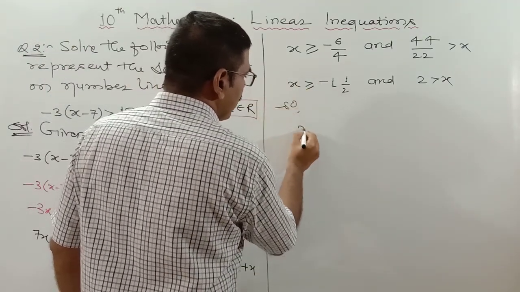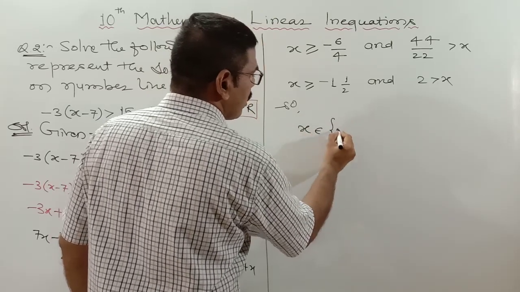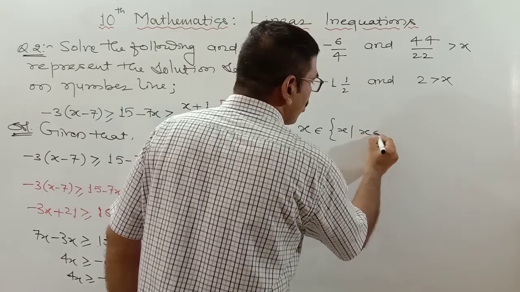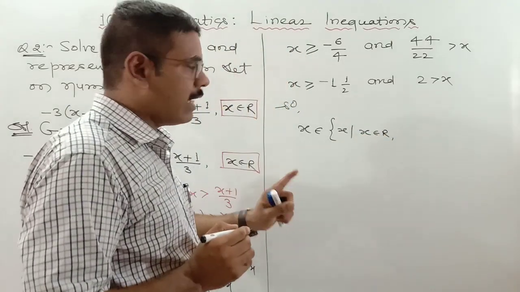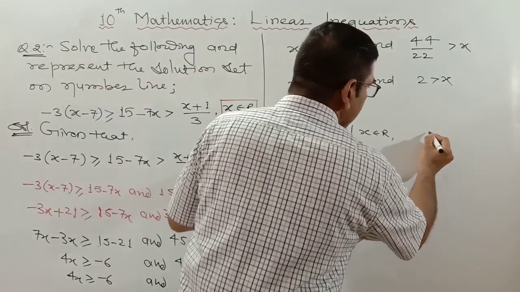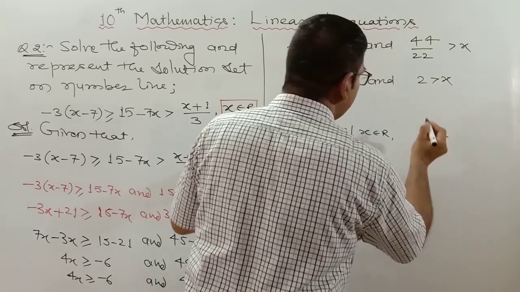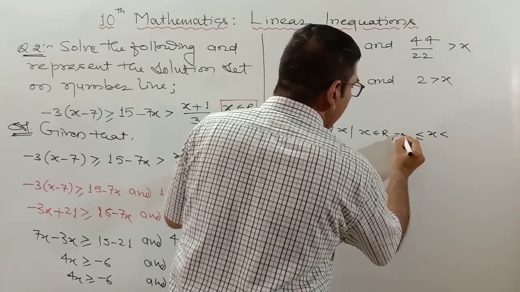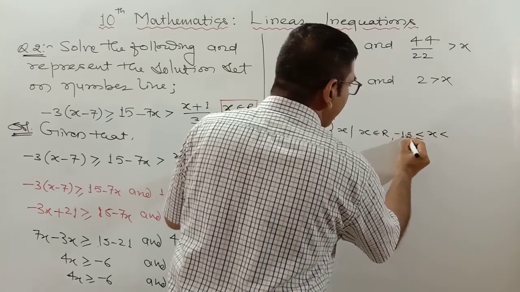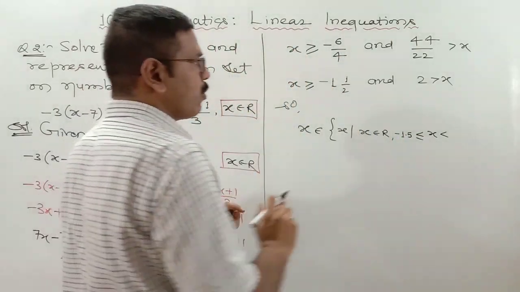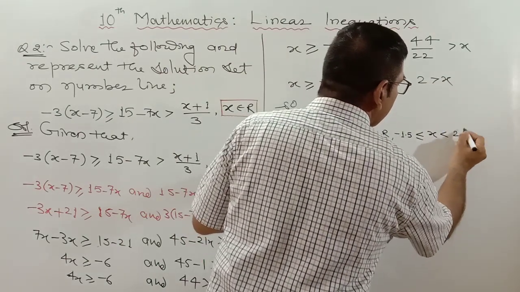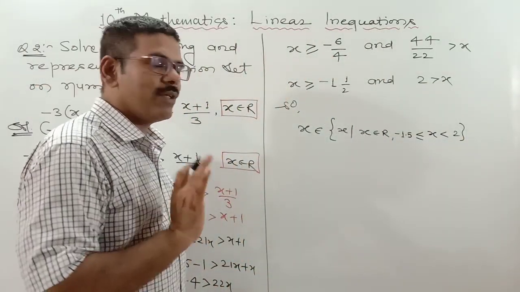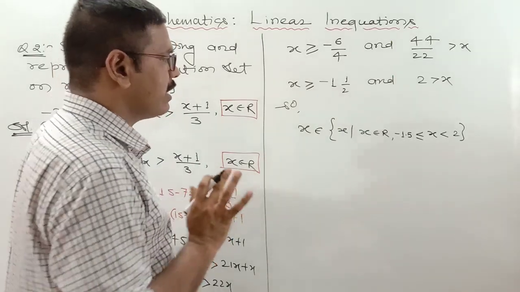Now we are writing the solution set. So x belongs to {x such that x belongs to R, x is a real number, and x is greater than or equal to minus 1.5, and x is less than 2}. This is the solution set. Is there any doubt? That's very simple. Okay, try to understand that.